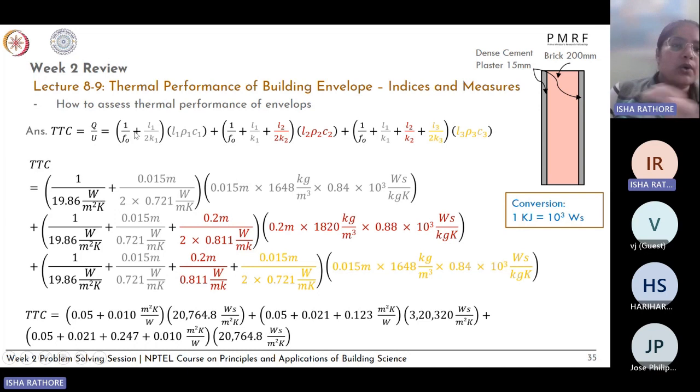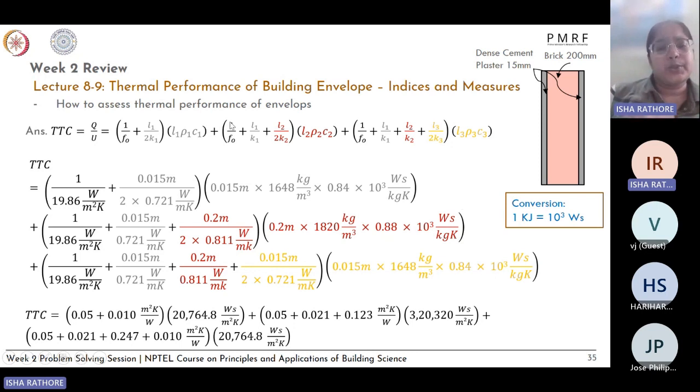So now the equation is 1 by F naught, which is the outside film coefficient, plus thickness of layer 1 divided by 2 times thermal conductivity of layer 1, into thickness of layer 1, density of layer 1, specific heat of layer 1. This is the factor which corresponds to layer 1.